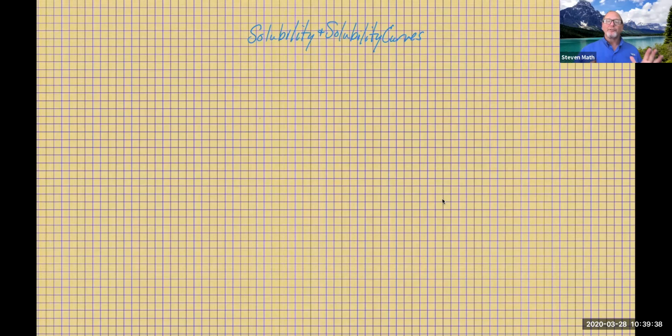Got to talk solubility and solubility curves, and these involve a graph. So I kind of wanted to have a little bit of grid paper. So a little bit of eye. Wake up! We got some yellow going on.